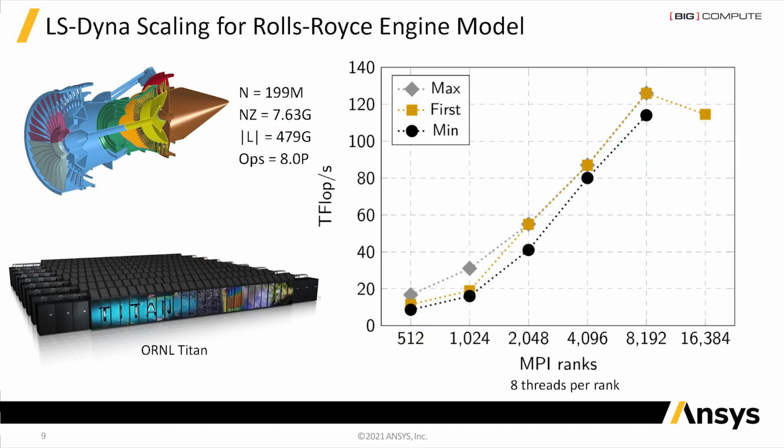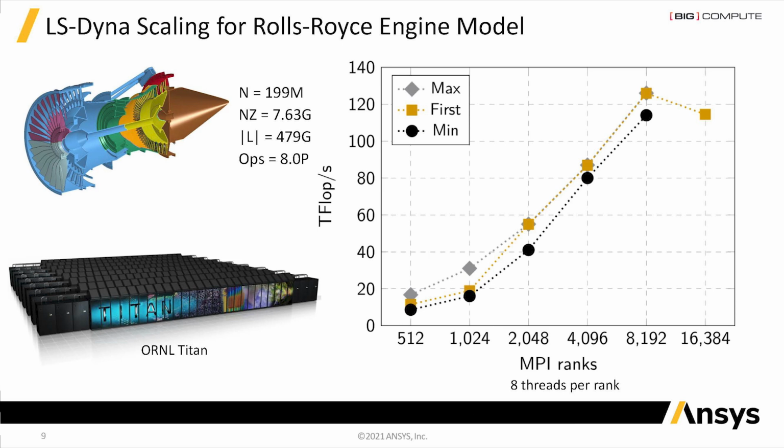Second example is that of LS-DYNA. This is our premier crash simulation software. And what this is showing is, using explicit methods, how LS-DYNA scales using a Rolls-Royce engine model as a representative model and running on a Cray machine at Oak Ridge National Lab, the Titan machine. The engine model has more than 200 million points.